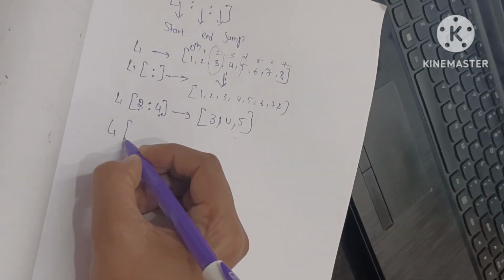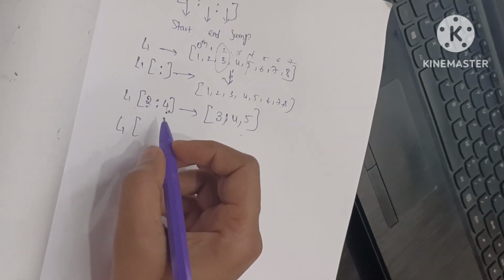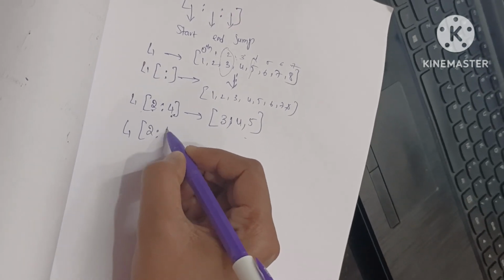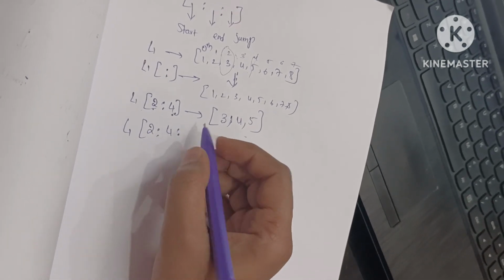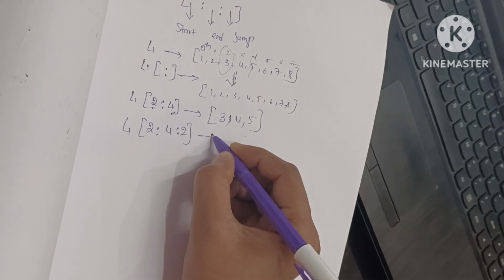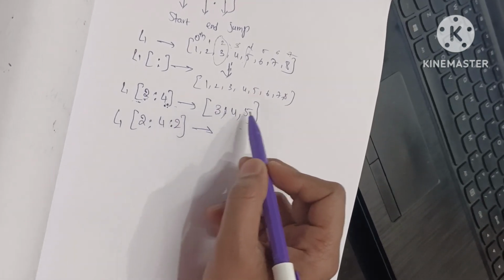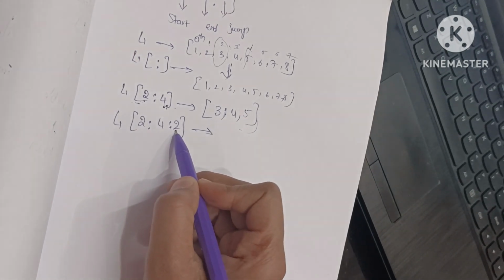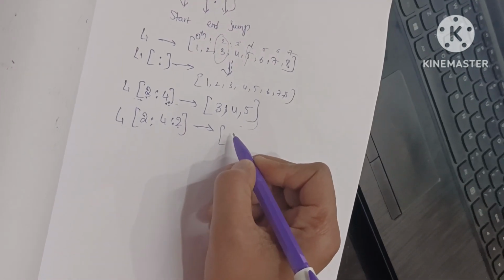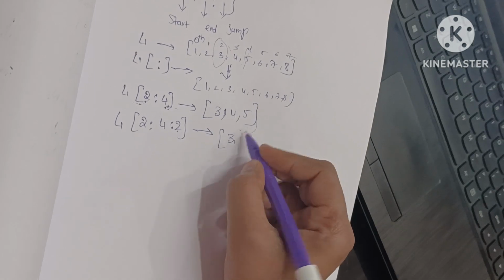This time we will discuss the jump as well. We have the list here and jump by 2 indexes. So this time we will get 3, 5.